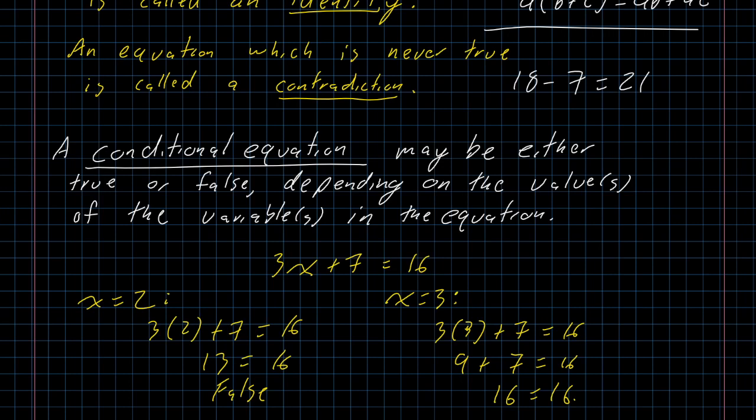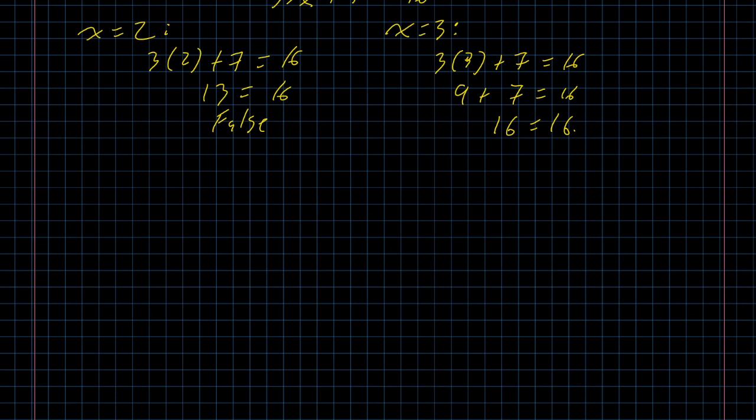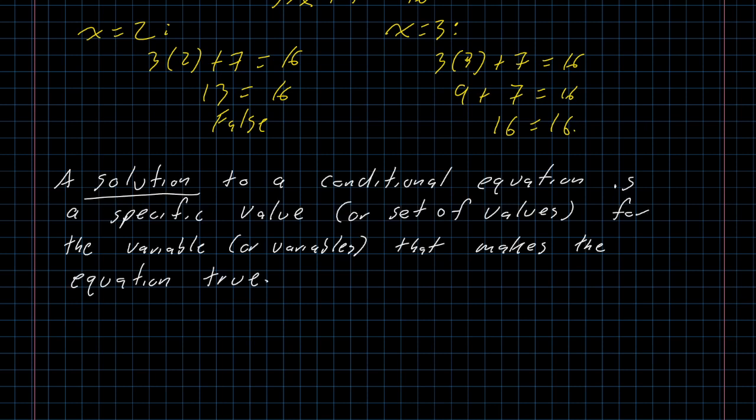There are other types of equations. There are quadratic equations that have exactly two values. There are cubic equations that have exactly three. There are other kinds of equations that have infinitely many. But that phrase, value of the variable that makes the equation true, is quite a bit of a mouthful. So a solution to a conditional equation is a specific value or set of values for the variable or variables that make the equation true.